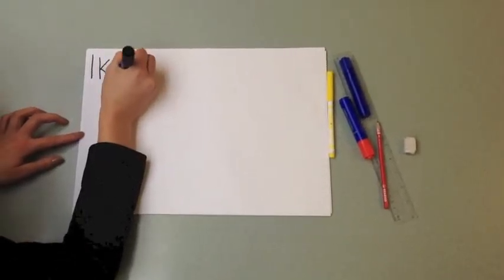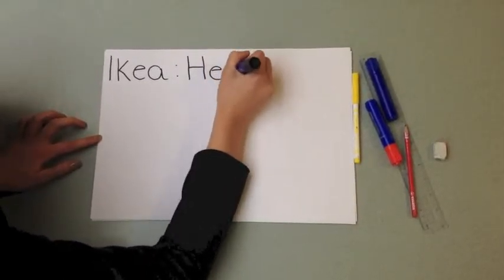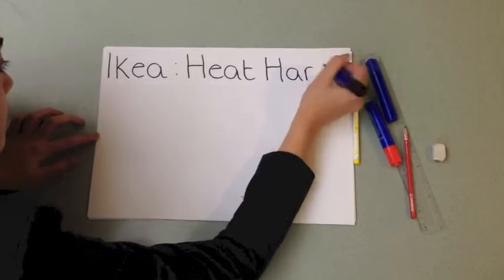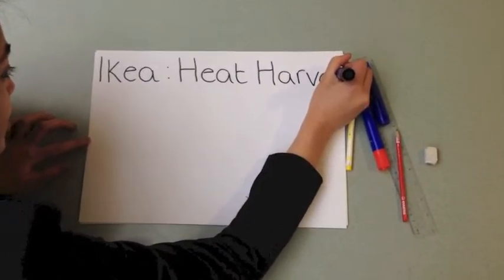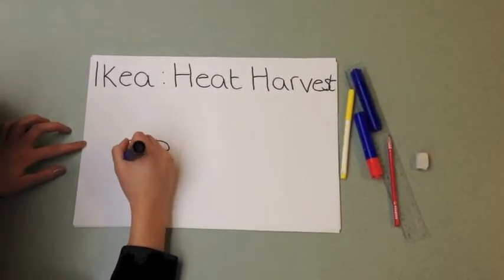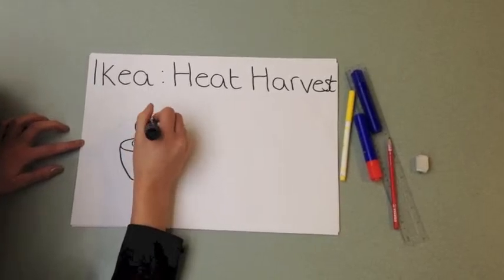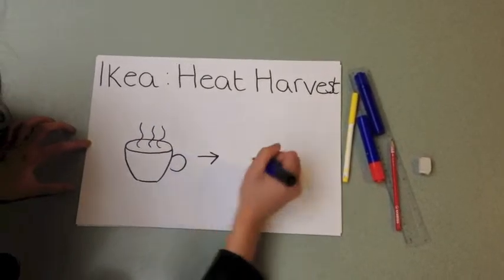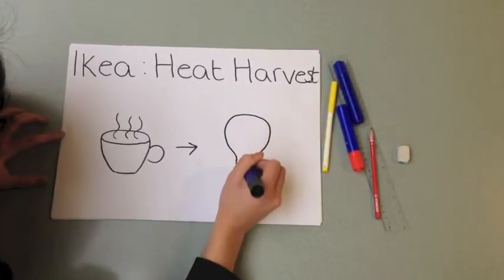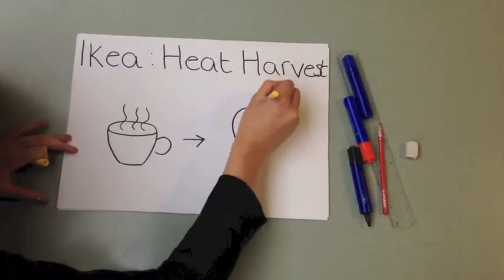IKEA are currently funding a study on how the thermoelectric effect can be used in furniture. Their idea is heat harvest, which is where the wasted heat energy from everyday objects you already use, such as your laptop or a cup of coffee, is used to charge a portable device, like a phone. They use sensor pads and a small thermoelectric generator embedded in the furniture to transfer the heat energy to electric energy. This electrical energy is then used to wirelessly charge your phone.